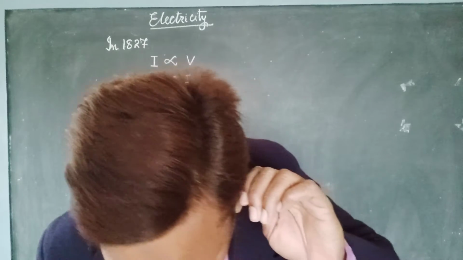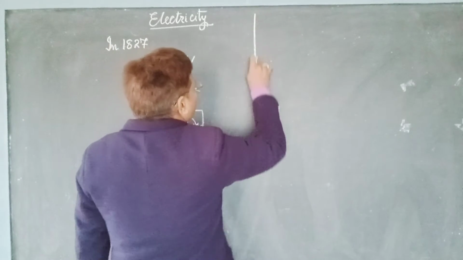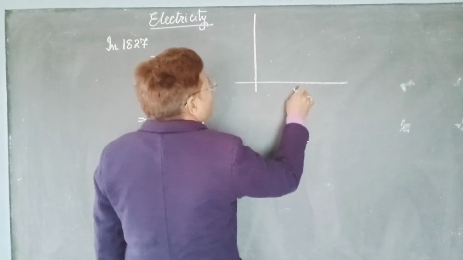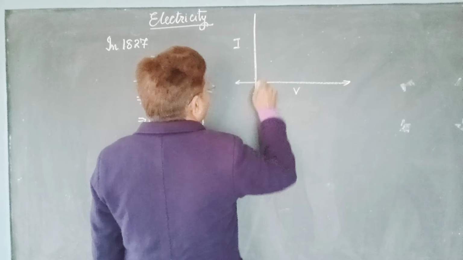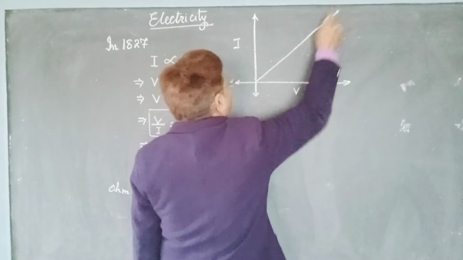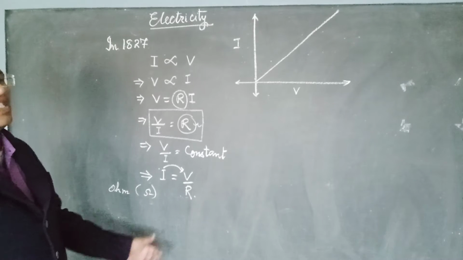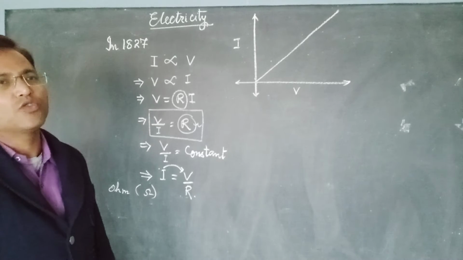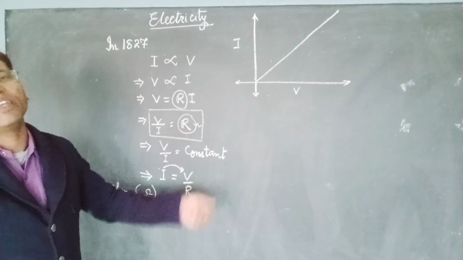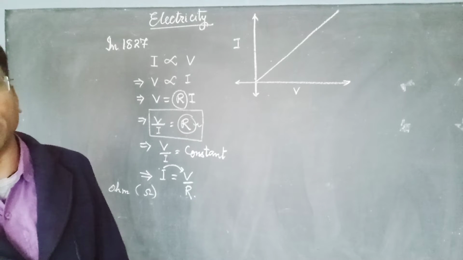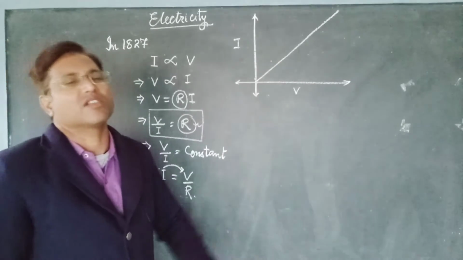Now we have the graph between potential difference and electric current. When the graph is drawn between potential difference and electric current, the graph will be a straight line passing through the origin. Many experiments were done by George Simon Ohm to prove this relation, that V by I is always a constant for a given conductor at a given temperature, at a constant temperature. And when he drew the graph, the graph was a straight line.